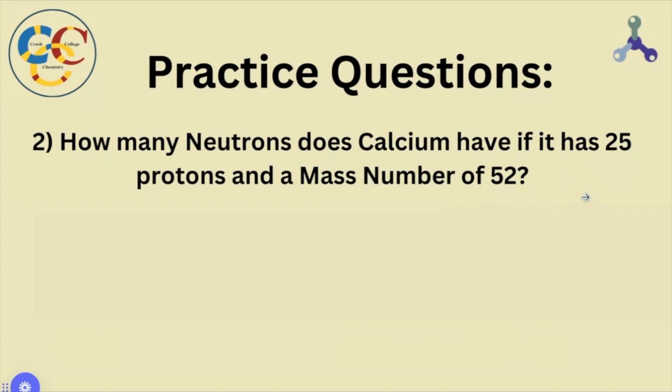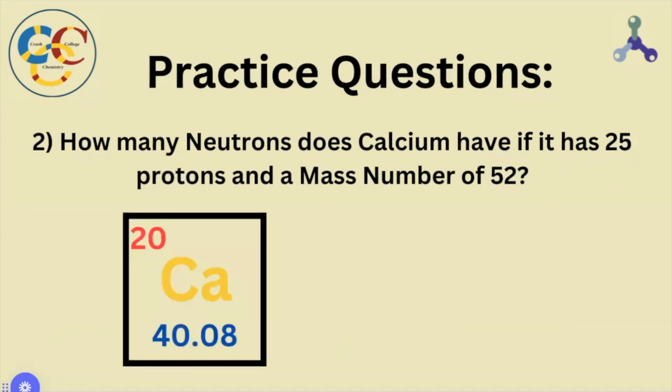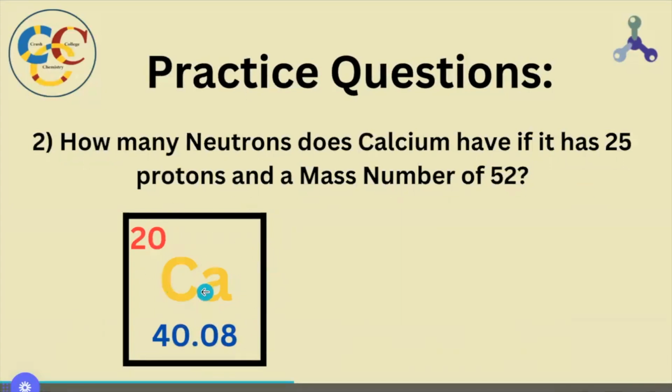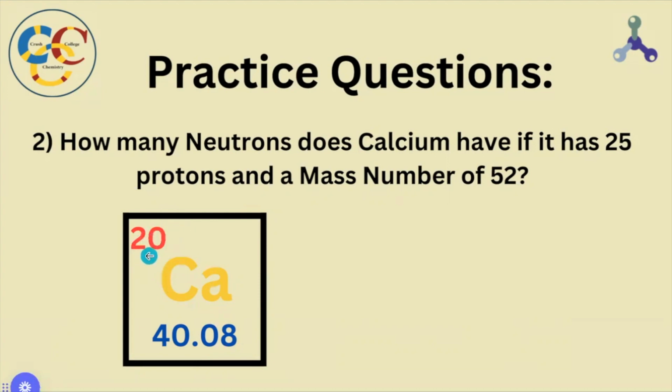But here's where looking at the periodic table first for isotope problems is so important. When we look at the periodic table for calcium, the atomic number is 20. The 20 is the number of protons it has. This doesn't have 20 protons.